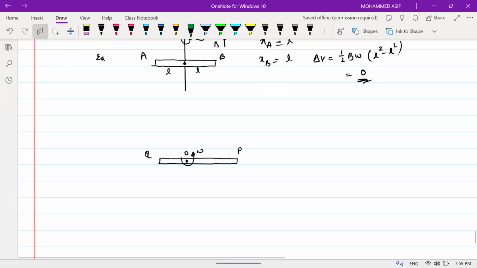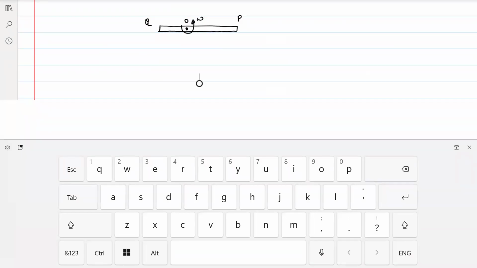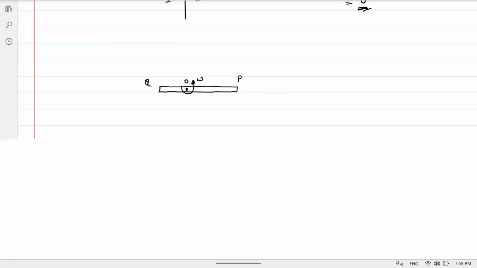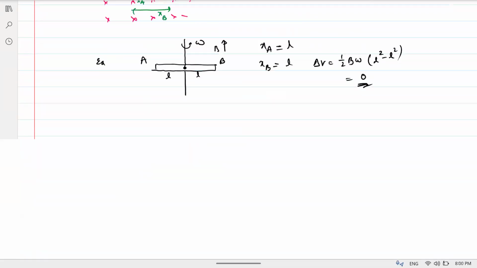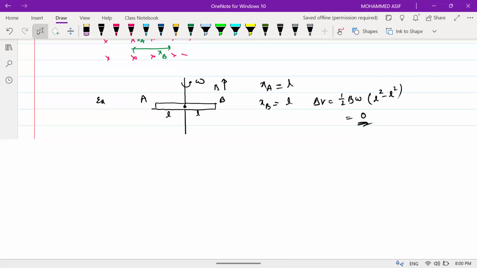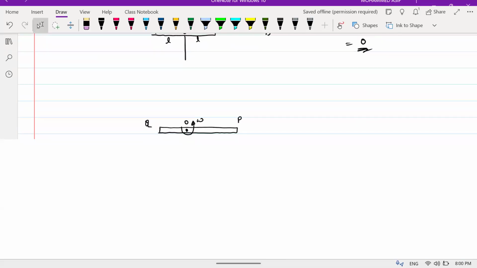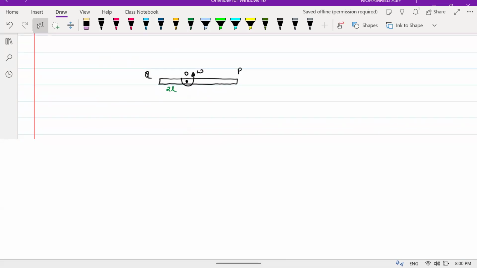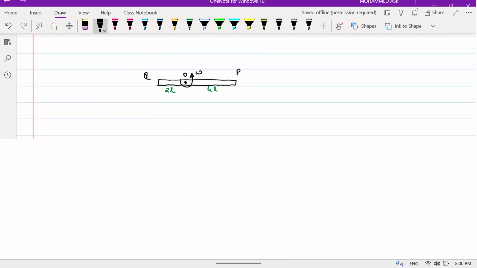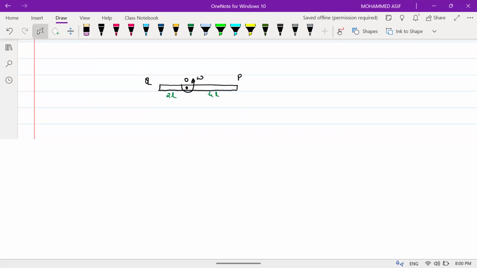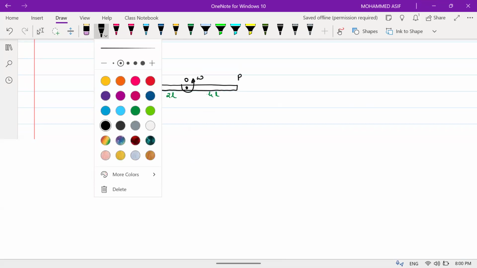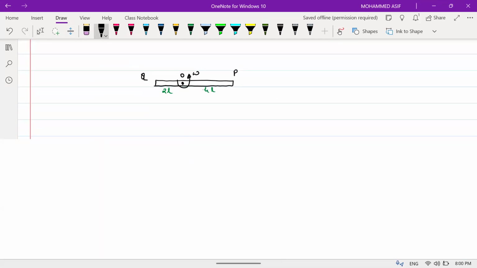This one is 2L. This one is 4L. Q to O is 2L. O to P is 4L, beta. Am I clear? That means X of P is how much for me?